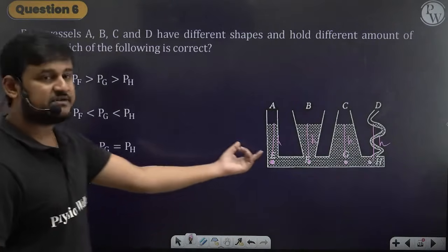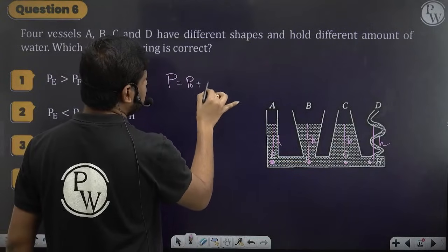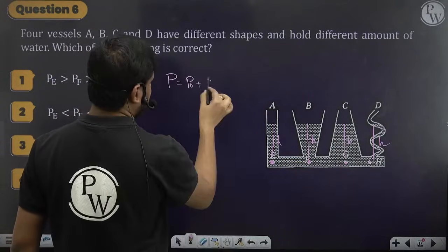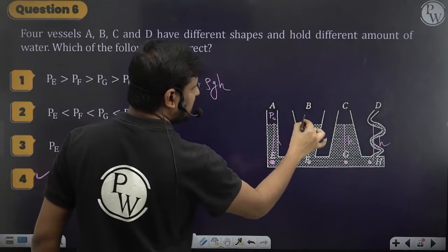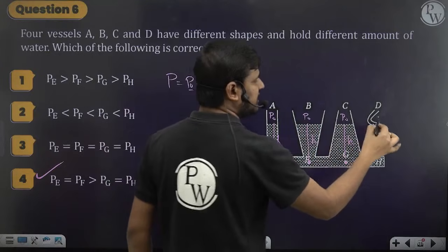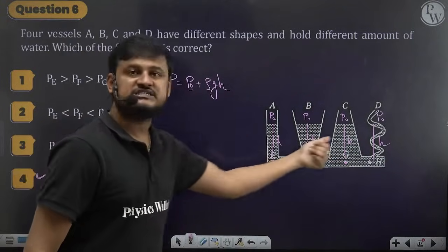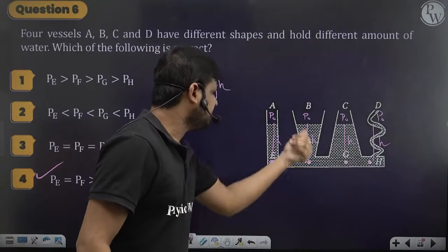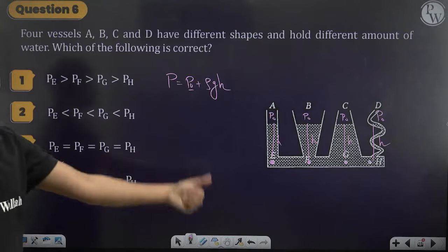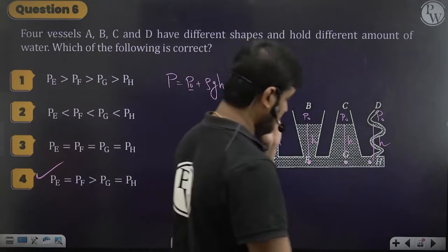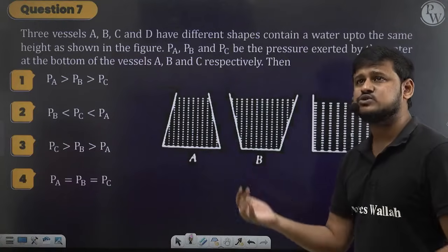The liquid is the same, right? In all of them the liquid is the same. P is equal to P naught plus rho g h, right? So here P naught is the same: the atmospheric pressure here, here, and here. Rho is the same since it is the same liquid, g is the same, and h is the same for all the vertical heights. So the pressure also will be the same for all the points. Done.